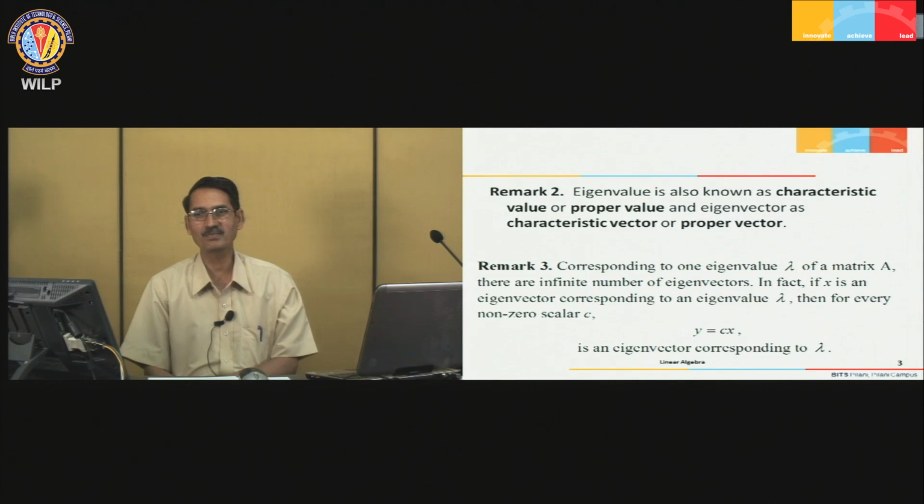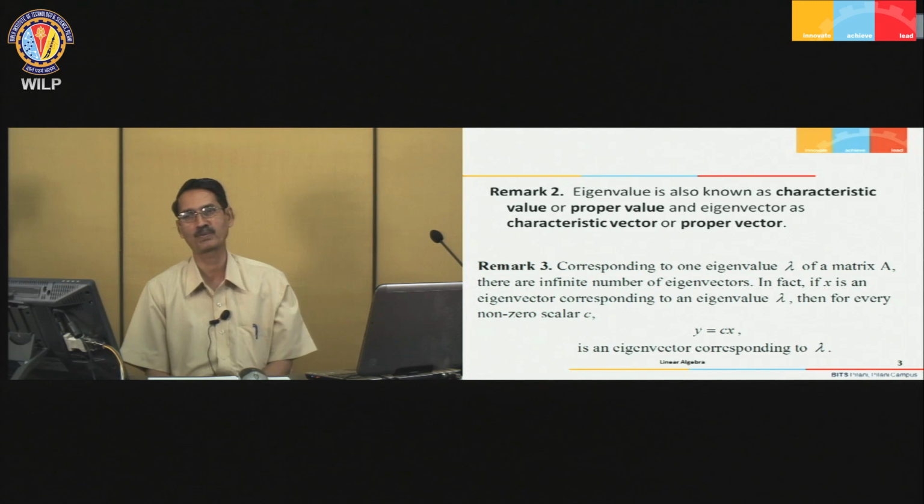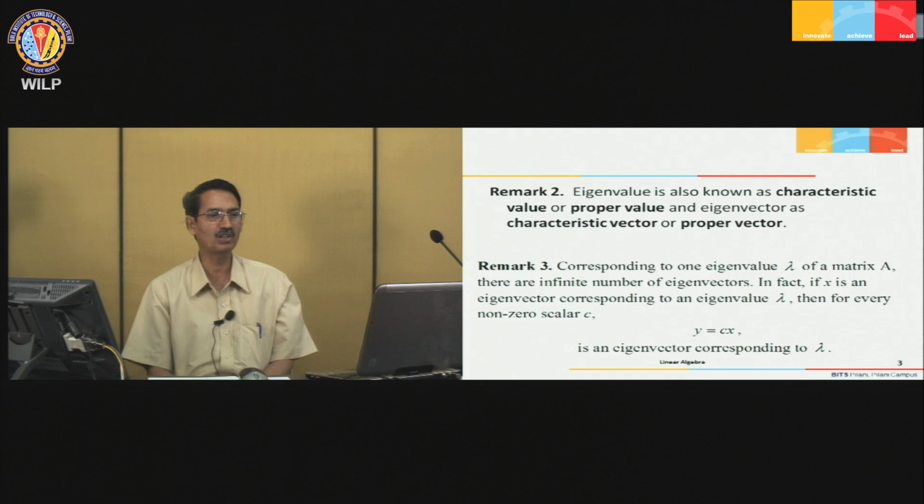If you see several books on linear algebra, some authors call an eigenvalue a characteristic value or proper value, and an eigenvector a characteristic vector or proper vector. But in this course we shall always refer to them as eigenvalue and eigenvector.